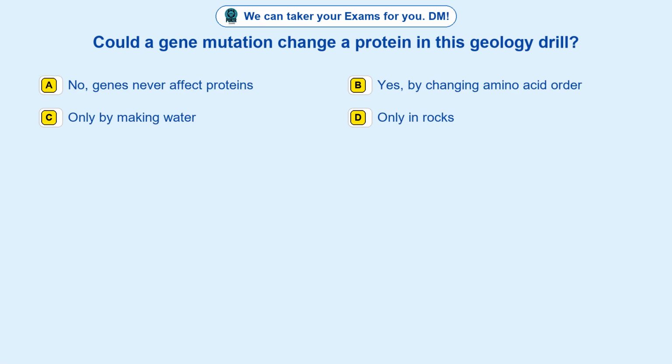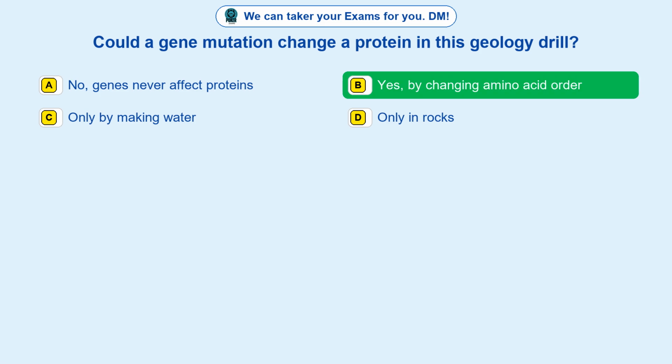Question 10. Could a gene mutation change a protein in this geology drill? Option A. No, genes never affect proteins. Option B. Yes, by changing amino acid order. Option C. Only by making water. Option D. Only in rocks. The correct answer is option B. Yes, by changing amino acid order.